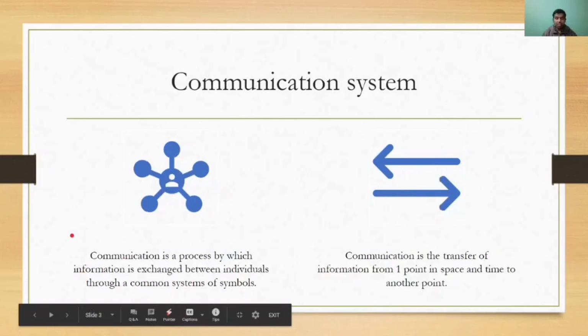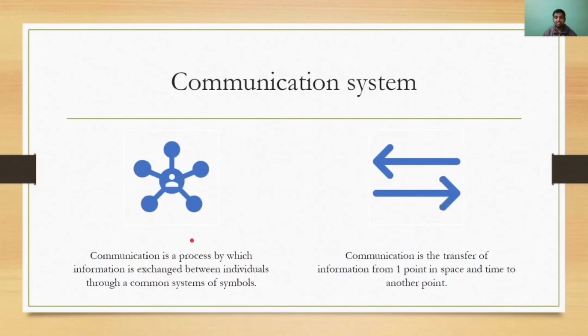So we all know communication is the process by which information is exchanged between individuals through some common system. Verbally, it's the language, and in written mode, it's usually the symbols. From a physics perspective, communication is the transfer of information from one point in space to another point, and we need the help of technology to transmit information over long distances.